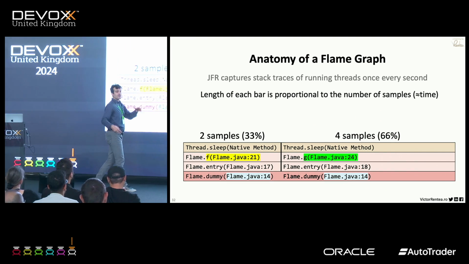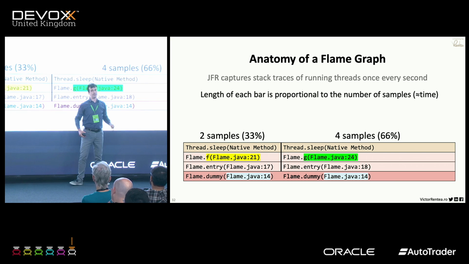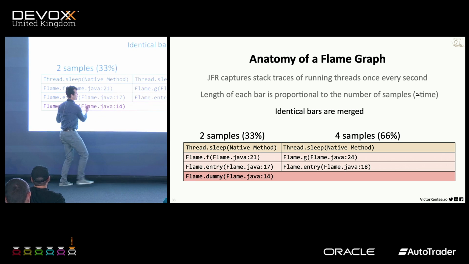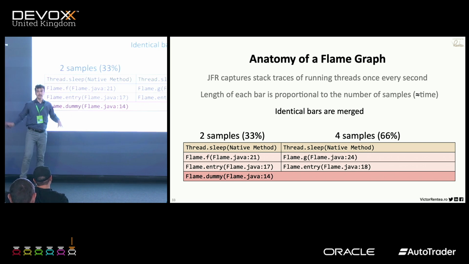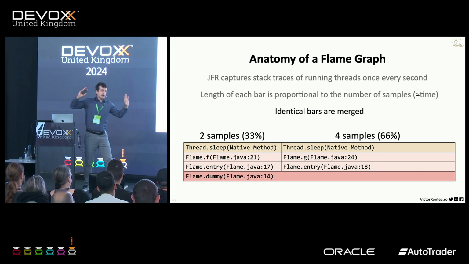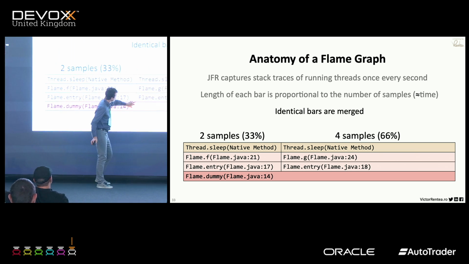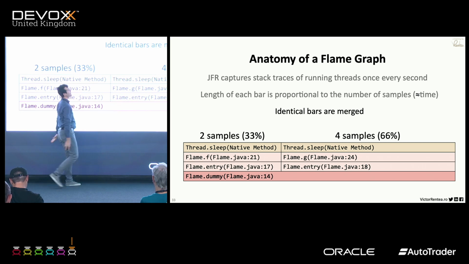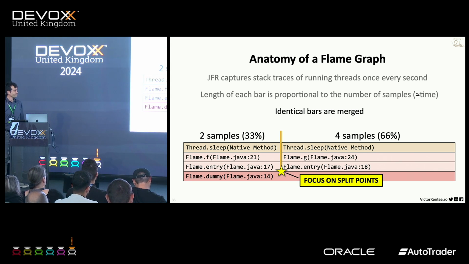Now, to visualize this better, the bars are sized according to the number of samples. Next step, these two here are merged together if they are the same. Look, 14, 14, merged together. Done. You have your flame graph. Inside this flame graph, what we will be looking at very soon are split points: points in which the execution forks onto one side or another. This is the point of interest when studying a flame graph.